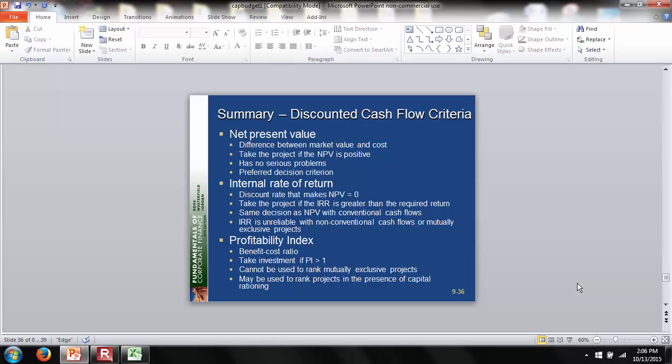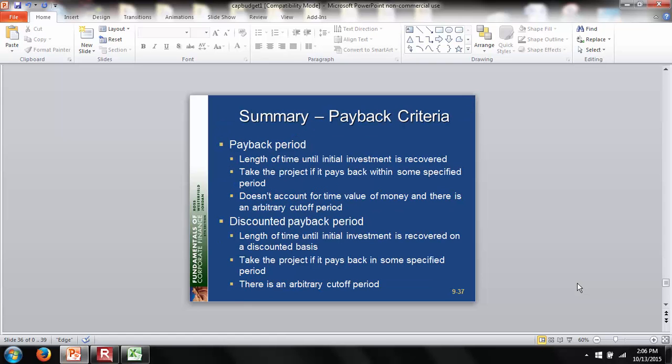So if you want to summarize the things we talked about, the net present value is the difference between market value and cost, and it tells you to take the project if the NPV is positive. It is perhaps the best method and has no serious problems. The internal rate of return is the discount rate that makes the NPV equal to 0, and you take the project if the IRR is greater than the required rate of return. IRR is unreliable with non-conventional cash flows.